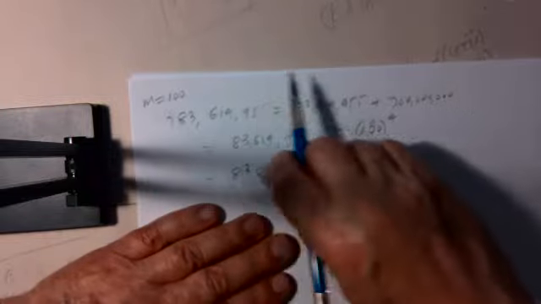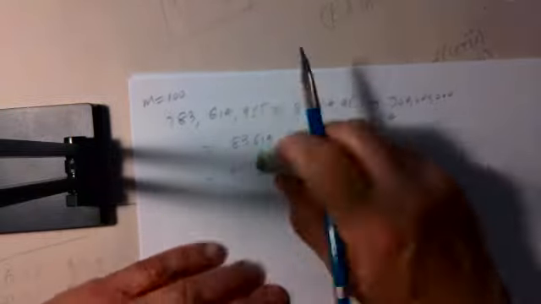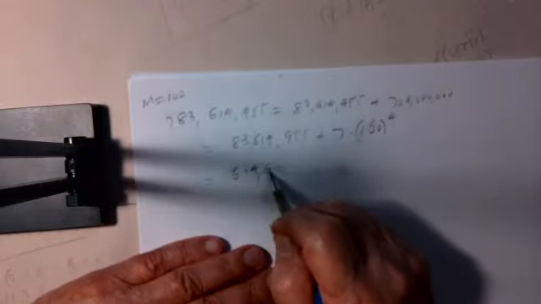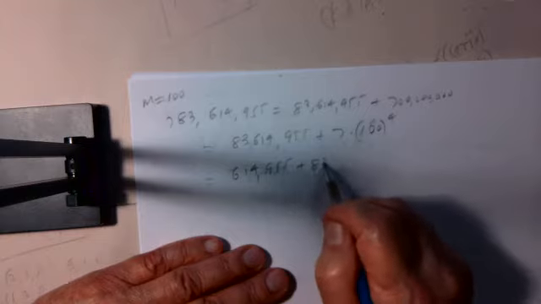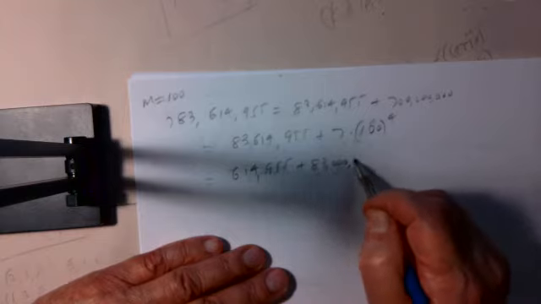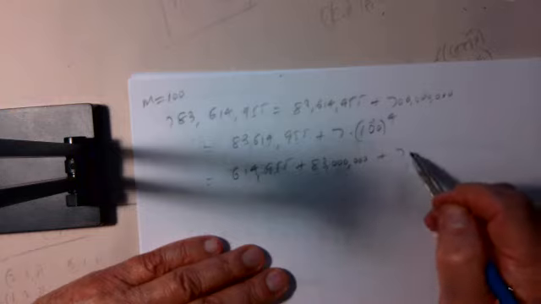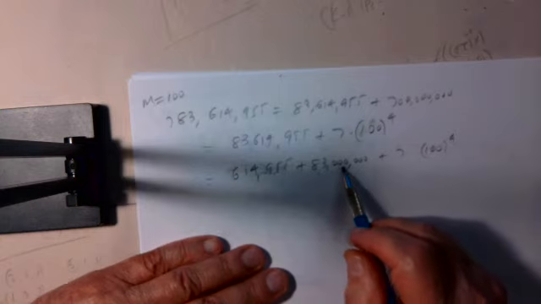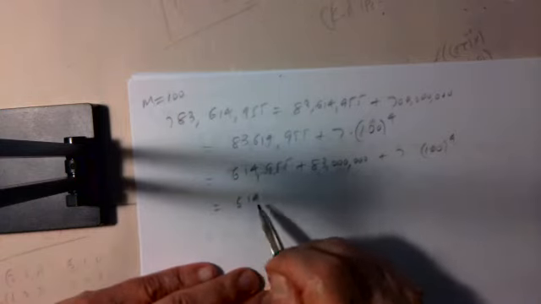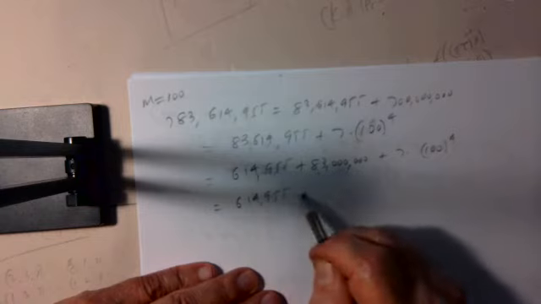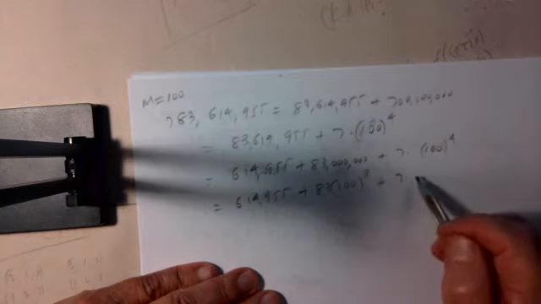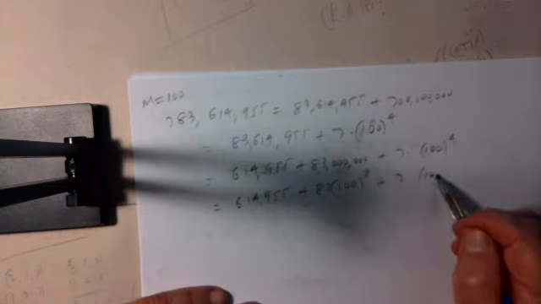No, let me write it like this. This is 614,955 plus 83 million plus 7 times 100 to the fourth. A million is 100 cubed. This is 614,955 plus 83 times 100 cubed plus 7 times 100 to the fourth.